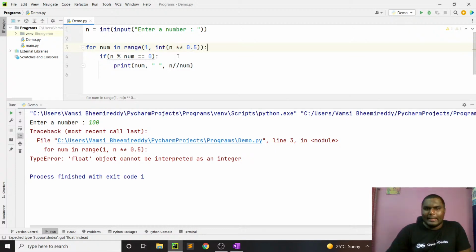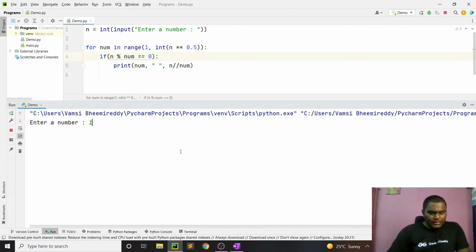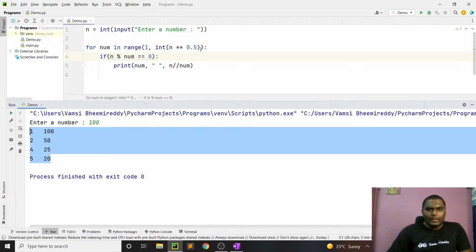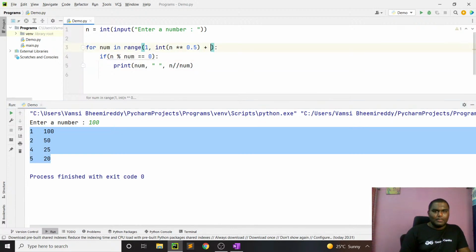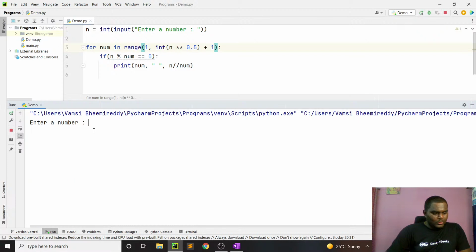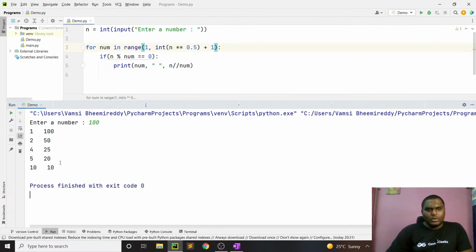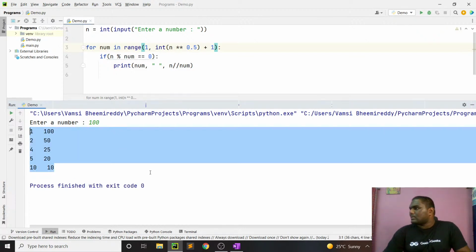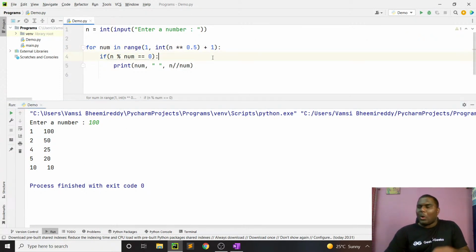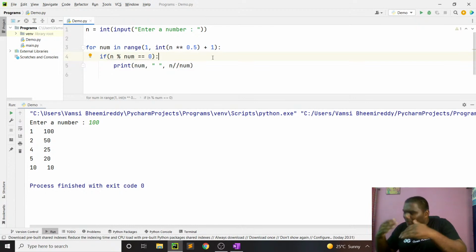So sometimes you will get things in float values. Yeah. So let's say if I give 100, now you got the values as expected. But you need to go till that particular number plus 1. Okay. So yes, like 100. So now you got the number divisors till 10 into 10. Yes, done, understood. So how can we optimize this?